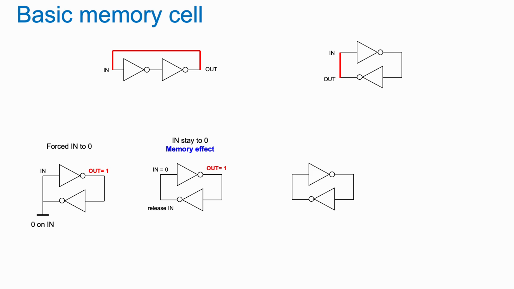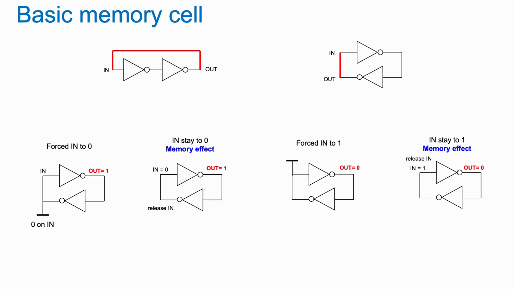To change the output state to 0, we need to force the input to logic 1. When we release the input state, the output state remains at 1. This is the memory effect again.